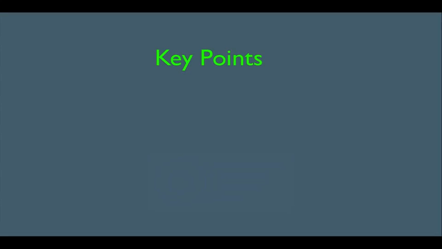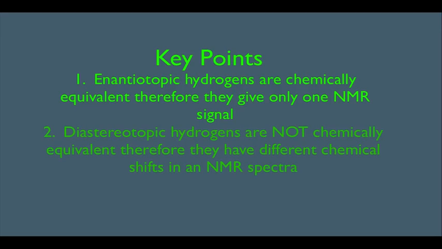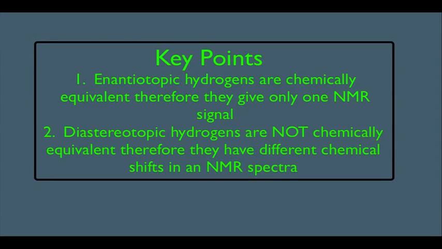In this online lecture, we're going to talk about enantiotopic hydrogens and diastereotopic hydrogens and how they appear on the NMR. And here are our key points. Number one, we're going to see enantiotopic hydrogens are chemically equivalent, therefore they give only one signal on the NMR. And number two, we're going to see diastereotopic hydrogens are not chemically equivalent and therefore have different chemical shifts in the HNMR, meaning each one should have its own peak.